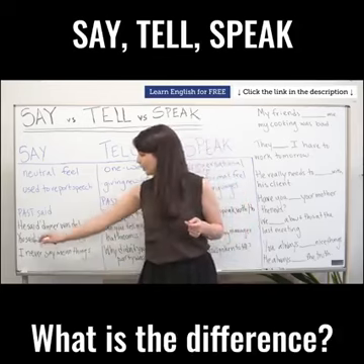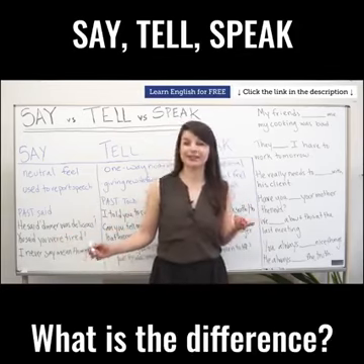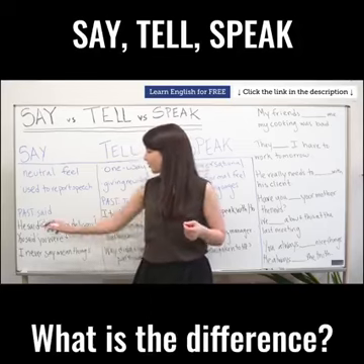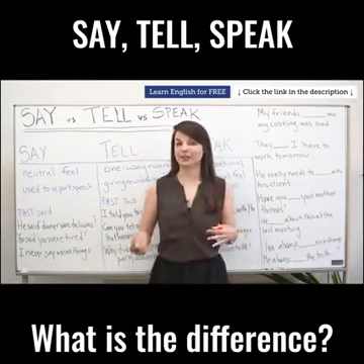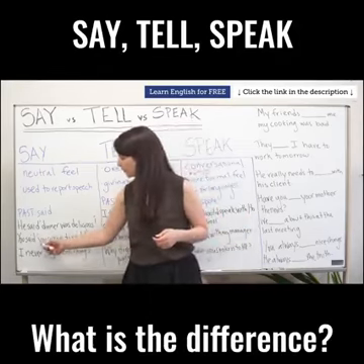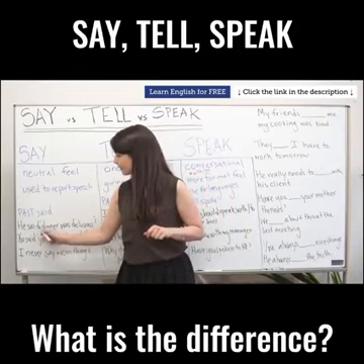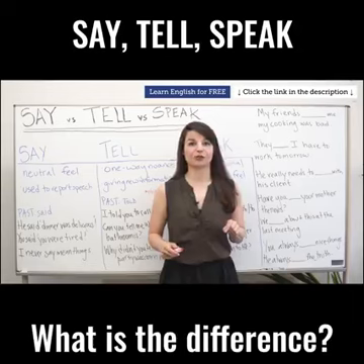Another example, you said you were tired. So again, before the conversation, the other person said he or she was tired. But here, to report, you said you were tired. And we use the past tense of say, said, to do that.